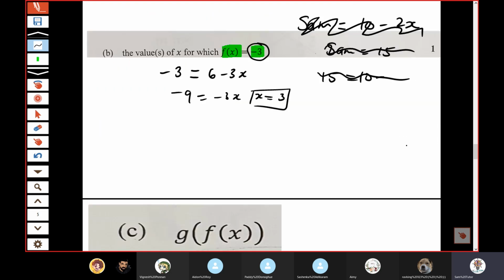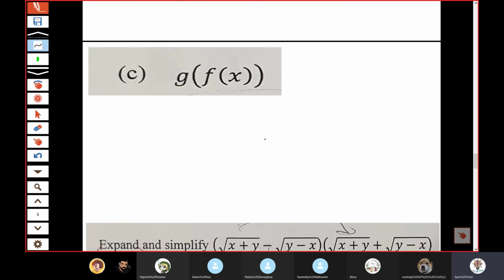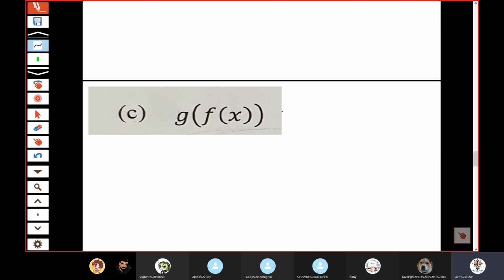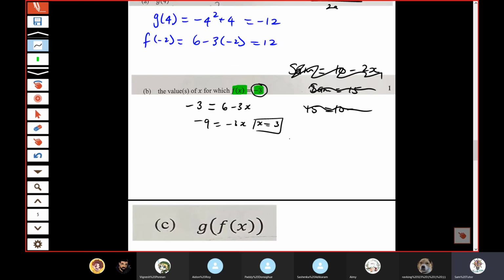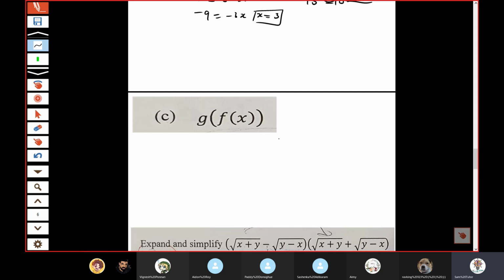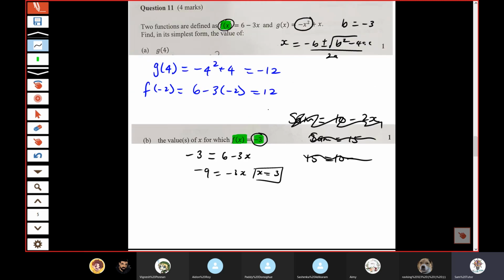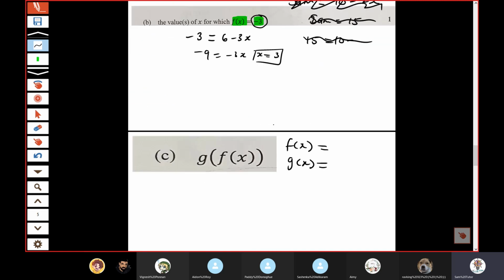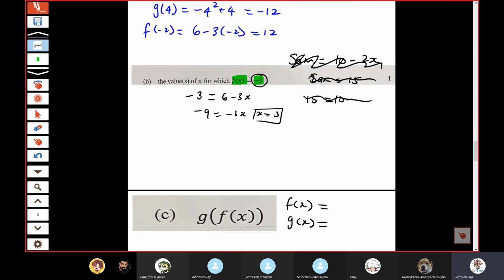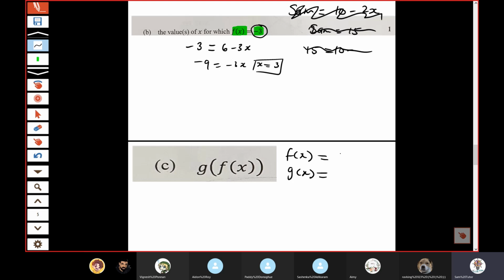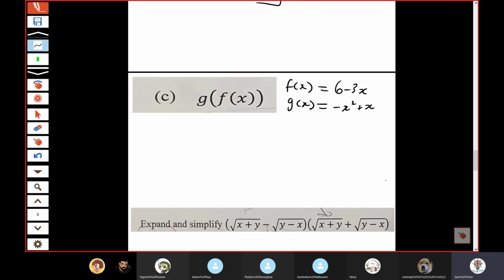Mimic an exam, pretty much, is what I used to call it. G of f of x. Okay, what does that mean? Well, let's write them down here quickly. f of x was 6 take away 3x. That's it. Part B is done, you're up to part C. f of x was 6 take away 3x. g of x was negative x squared plus x.